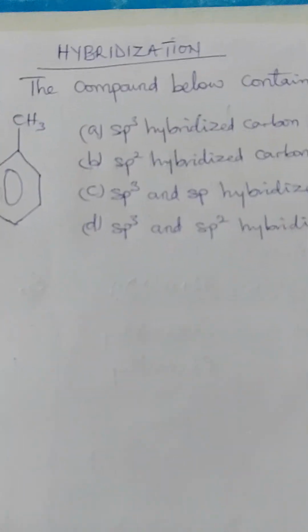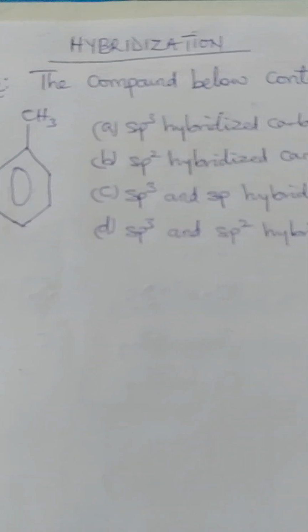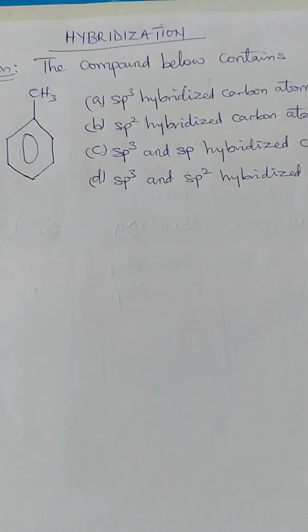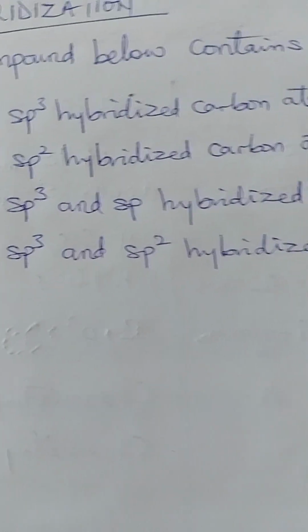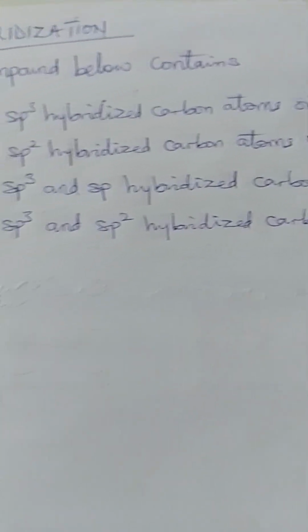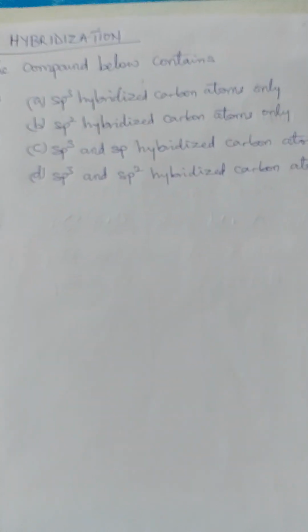Today I have a question for you on the topic hybridization. Alright, let's see this question. It says, the compound below contains, this is the compound below. It contains A, sp3 hybridized carbon atoms only, B, sp2 hybridized carbon atoms only, C, sp3 and sp hybridized carbon atoms, D, sp3 and sp2 hybridized carbon atoms.